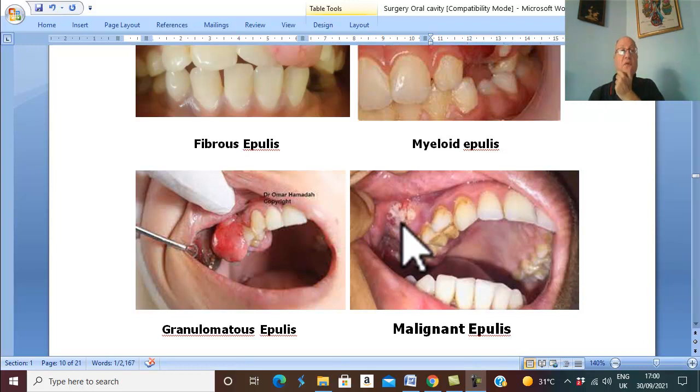Sure, malignant epulis needs investigation. Biopsy is the sure diagnosis, plus CT scan to detect the size and the extent of the tumor, and plain X-ray to show the affection of the underlying bone. What is the treatment of malignant epulis? As any malignancy in the head and neck, treatment of the primary and treatment of the secondaries. Treatment of the primary is, sure, radical resection.